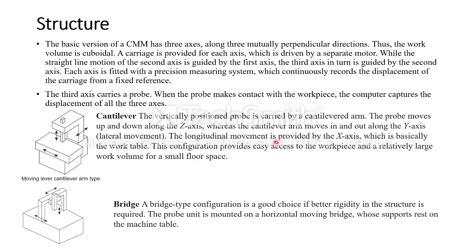A carriage is provided for each axis, which is driven by a separate motor, while the straight line motion of the second axis is guided by the first axis. The third axis in turn is guided by the second axis. What is this carriage? It is like a reference line. If we just consider a rail, the train goes over the two parallel lines. In a similar way, for every carriage one motor is provided, and the motion of the second direction is guided by the first direction. I'll be showing it in the slide.